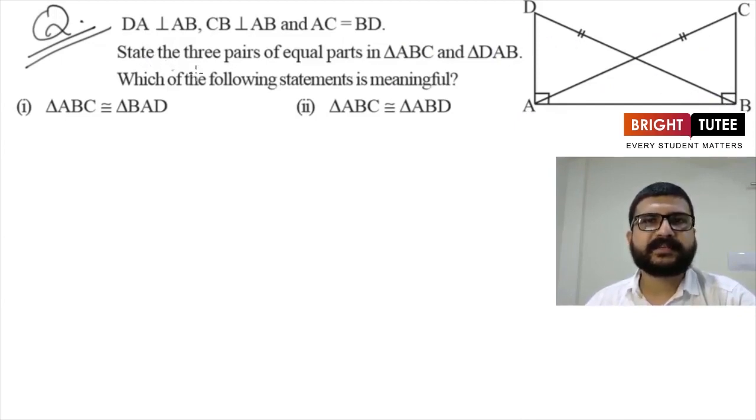The question is, state the three pairs of equal parts in triangle ABC and triangle DAB, and then we have to tell which of the following statements is meaningful. The first statement is triangle ABC is congruent to triangle BAD, and the second one is triangle ABC is congruent to triangle ABD.